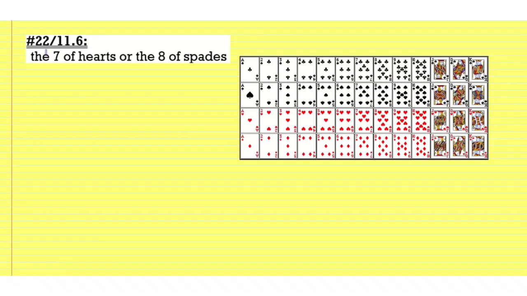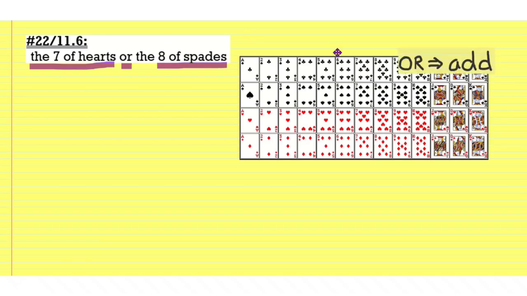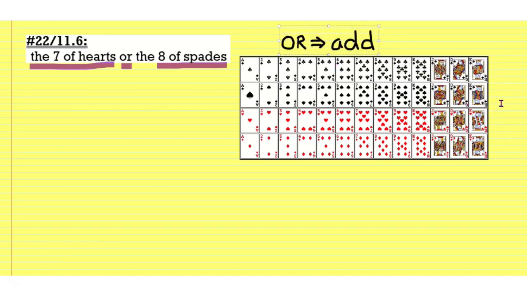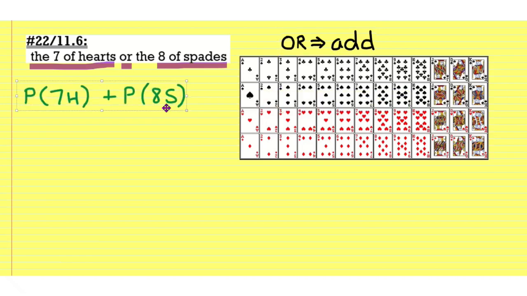The next problem wants us to find the probability of pulling a 7 of hearts out of our deck or pulling an 8 of spades out of our deck. Again, we've got the word or, so we're going to add our probabilities. So that means that we can rewrite this as the probability of a 7 of hearts plus the probability of an 8 of spades. And let's remember, what does a spade look like? It looks like that. Okay, so let's go find our part out of our total.